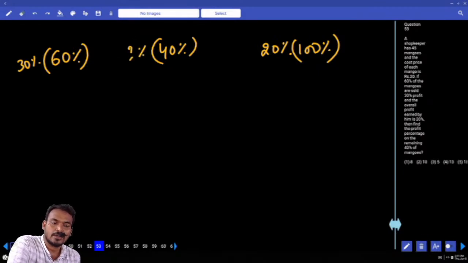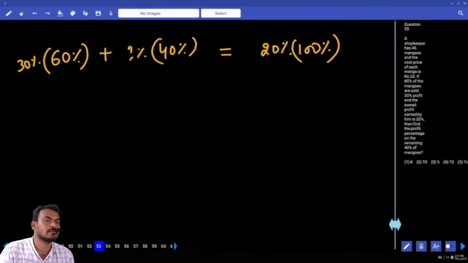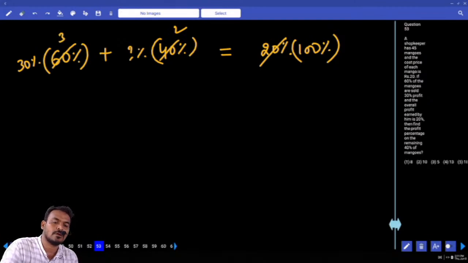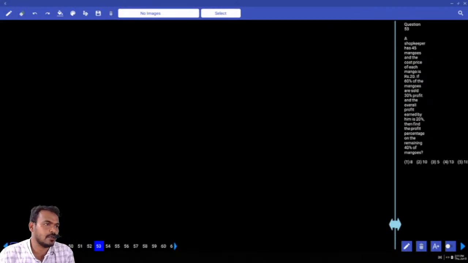Remaining 40% means what percent of which one? 40 or 50? Yes or no? 100% means what is the fraction? 1. 60, 40, 100. What is the ratio?